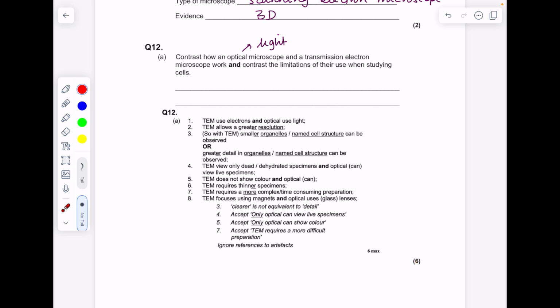So as I said, the transmission electron microscope, as we know, is an example of an electron microscope versus the optical one, which uses light. So that's a first comment on how they work. We know that the transmission electron microscope allows greater resolution, and that's due to the wavelength of electrons being smaller than that of light. And this means that we have the ability to see smaller organelles with the transmission electron microscope, something like a ribosome. And you can get marks by mentioning exact organelles.